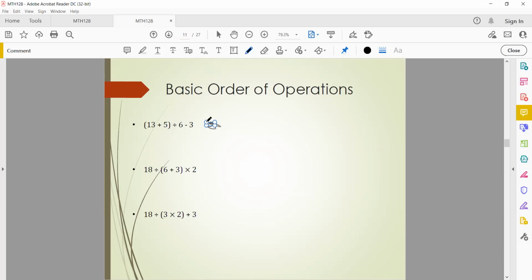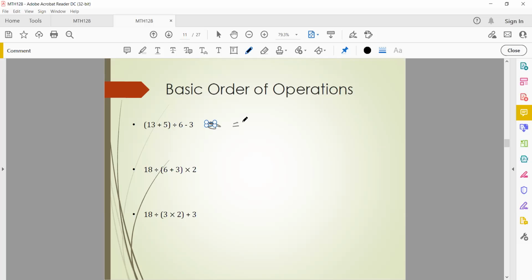Okay, for this one we have 13 plus 5 divided by 6 minus 3. Actually, these always kind of amuse me because every once in a while you see these on Facebook where it's a very, very simple expression, and then it's like 5 pages of people trying to figure it out. And it always makes me laugh how long the discussions go on about what the correct answer is.